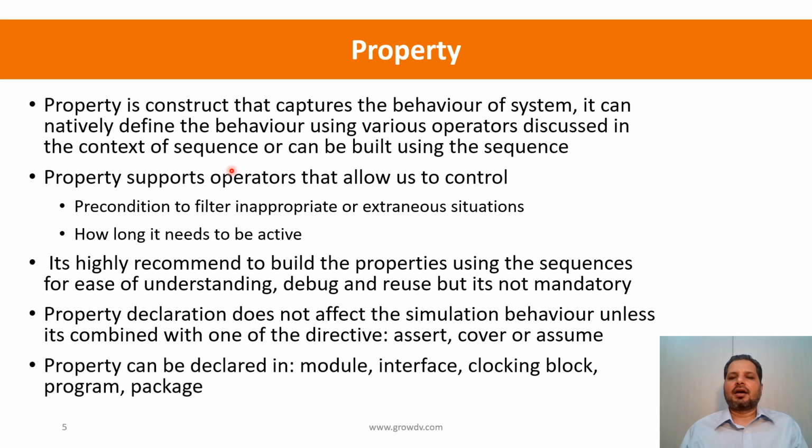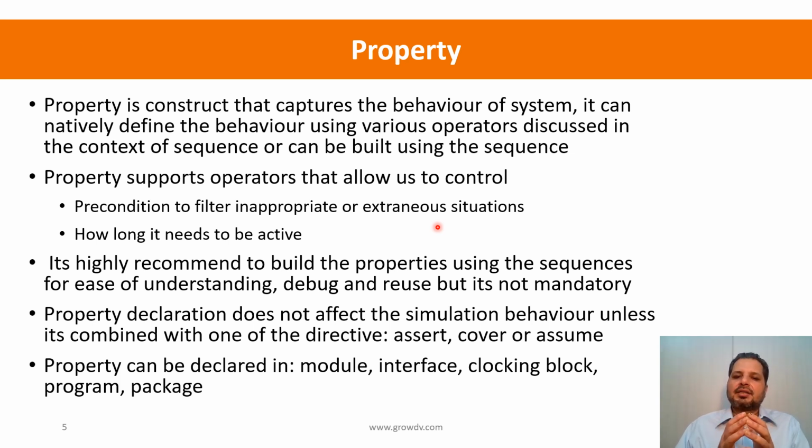So property is a construct that captures the behavior of a system, and it can natively define the behavior using various operators that we have discussed. For example, the delay operator can directly be used in the property, and also all the operators that we are going to discuss in the context of sequence can also be used in the context of property. And then the property has its own operators, and the primary function of those operators is to act like a precondition to filter out either inappropriate or extraneous situations that can happen in the sequence. So they provide some sort of validity to the sequence that we are using, and how long a particular sequence needs to be active, or when it is going to become active, all that can be controlled using the operators provided by the property.